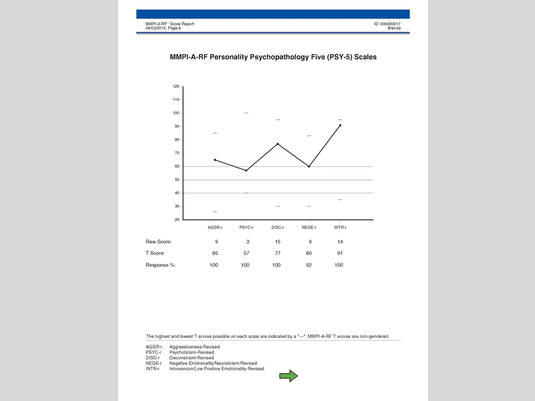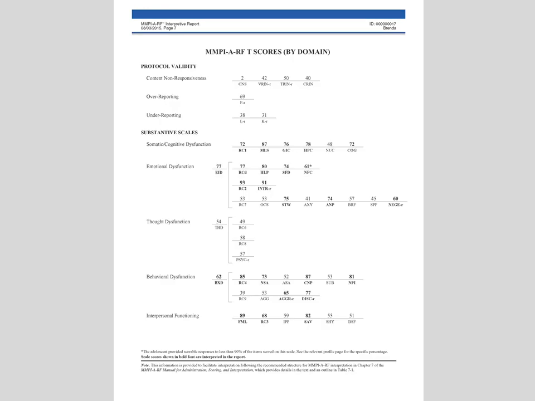These are the Psi-5 scales, which we have talked about in terms of their relationship to the RC scales and higher order scales. I want to take a second now to talk about the MMPI-A-RF T-scores by domain interpretive sheet, and to draw to your attention that in the interpretive report, scales that are elevated above 60 are bolded. And I love this feature.